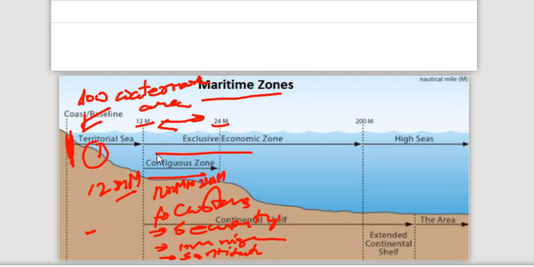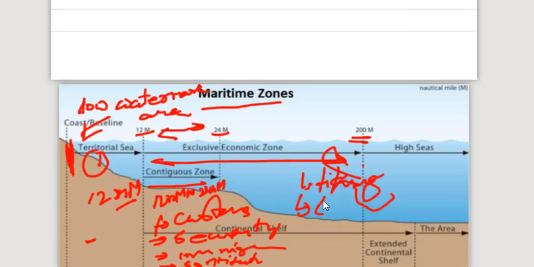Next is the exclusive economic zone. This is up to 200 nautical miles. The coastal state has exclusive rights to explore, exploit, conserve and manage the natural resources in this area. It can do fishing, and it can explore oil or natural gas resources from this area. However, other countries can pass through and lay submarine cables, but cannot exploit the resources without the permission of the coastal country.